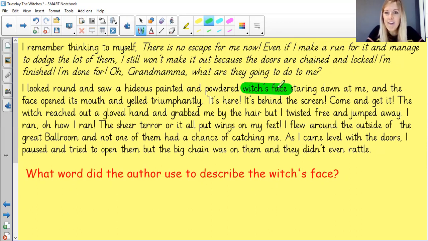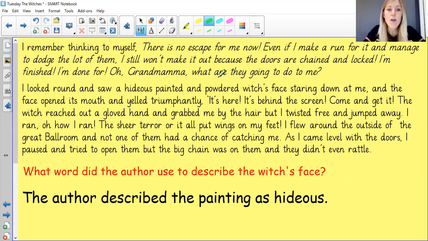Okay, I found here the witch's face, so I'm going to read the sentence. "I looked around and saw a hideous, painted and powdered witch's face." So my answer, the author described, I've put, the author painted their witch as hideous.